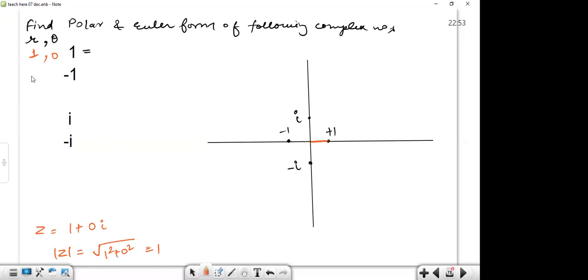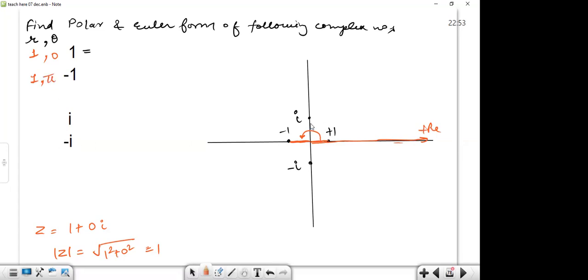Now talking about minus 1, what is its magnitude? What is the length between the origin and this? Minus 1 means 1. Very good, 1. What is the angle? Sorry, 180, which is pi.